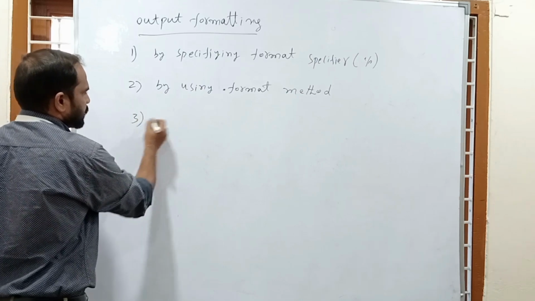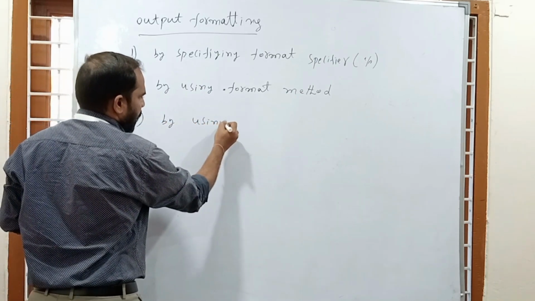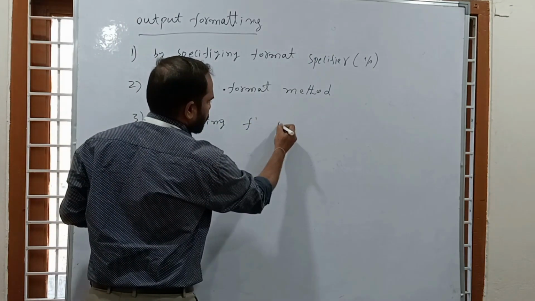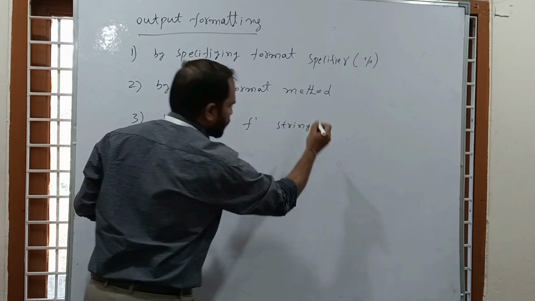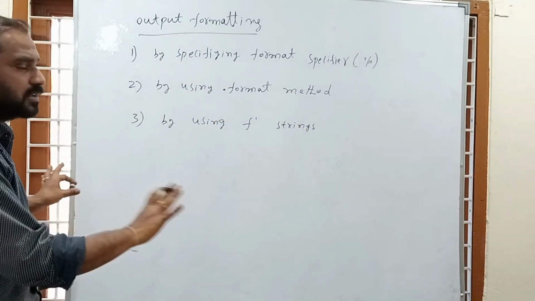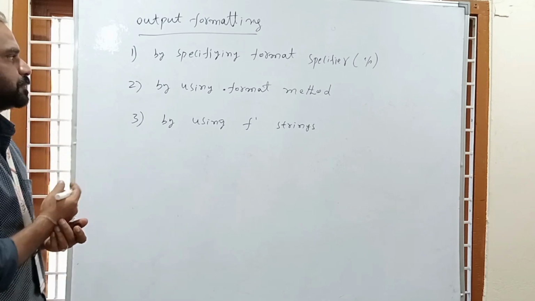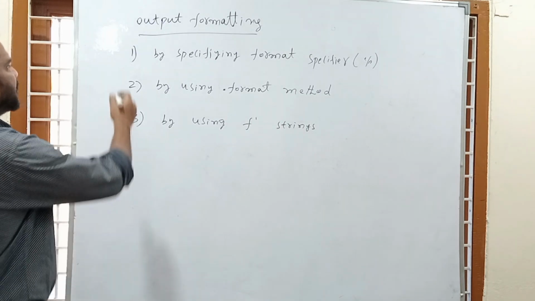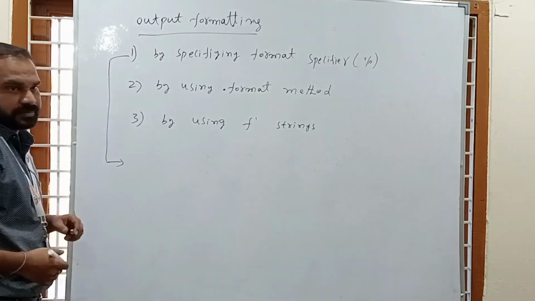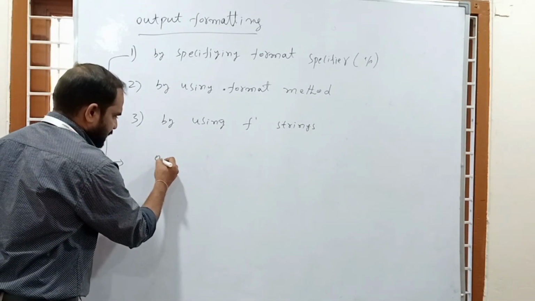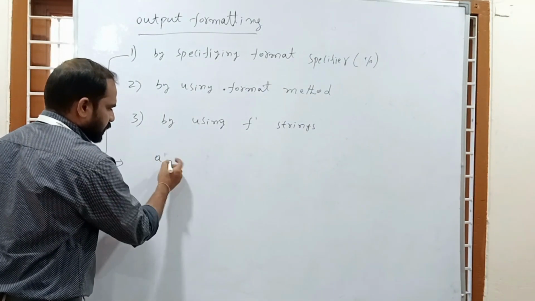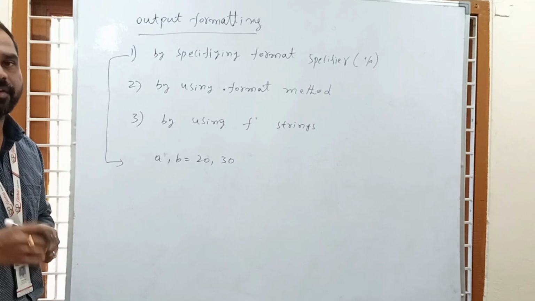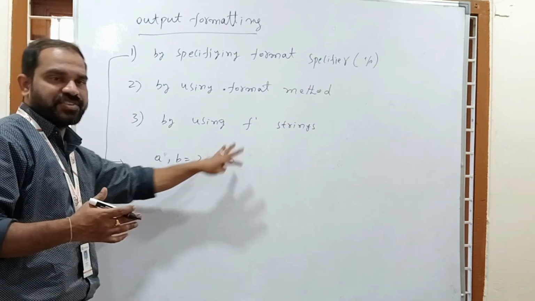And the third one is by using f-strings. By using f-strings we can format the output, right? Okay, first we will see how to use the format specifier. The same earlier case: we have taken two variables with two values. I want to print the addition of these two values.